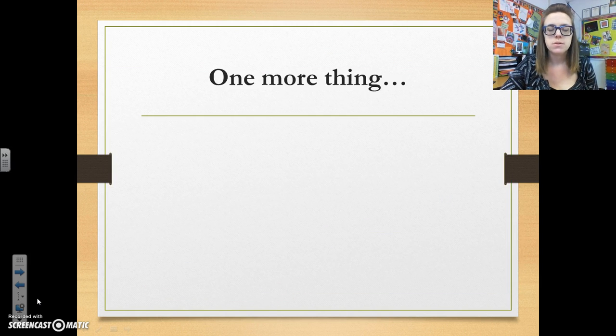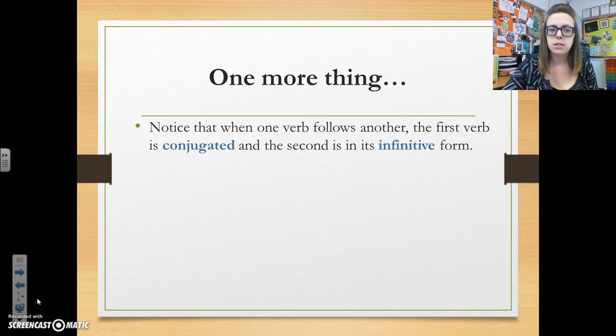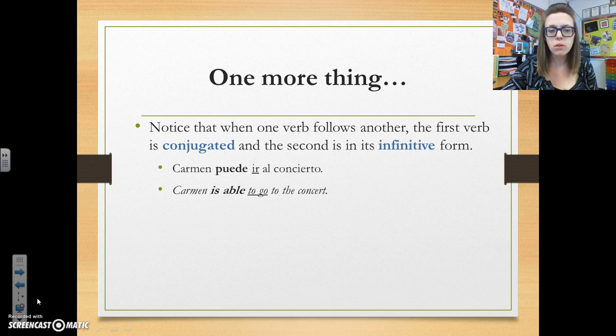Okay, just one more thing I want to talk to you guys about. And that's whenever one verb follows another, the first verb is conjugated and the second is left in its infinitive form, okay? So for example, if I said, Carmen puede ir al concierto, Carmen is able to go to the concert, okay? We're going to leave ir the way it is because that means to go, okay? It wouldn't make sense to conjugate ir in this case because you wouldn't say Carmen is able to goes to the concert.